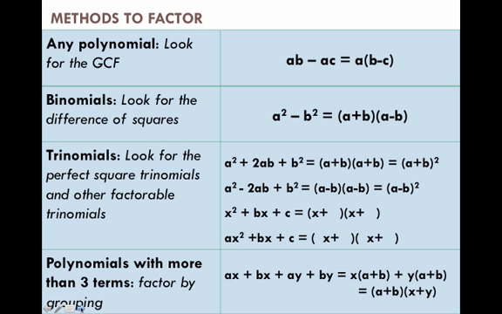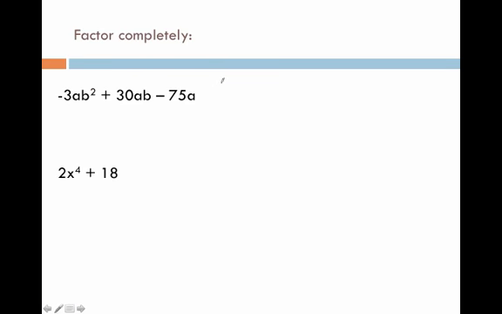For some practice, I'm going to run through a few problems with you just to show how I'm going through my flowchart. The first thing I'm going to do is look for my greatest common factor. I've got a negative 3a that appears to be common to all 3 terms. So I've got my negative 3a times b squared minus 10b plus 25.